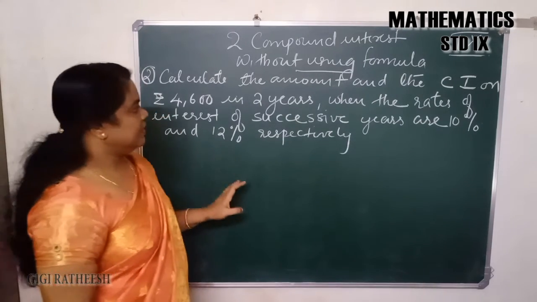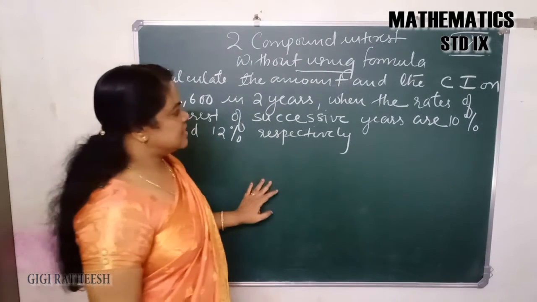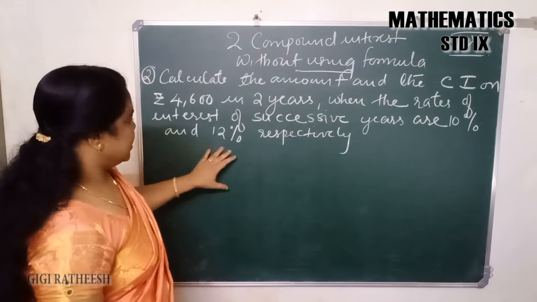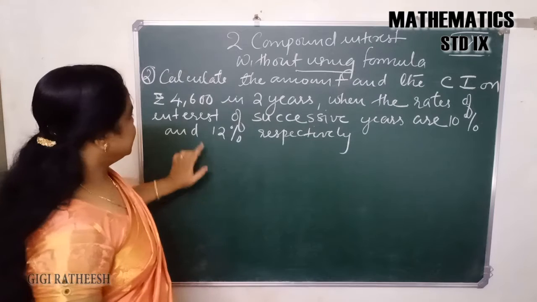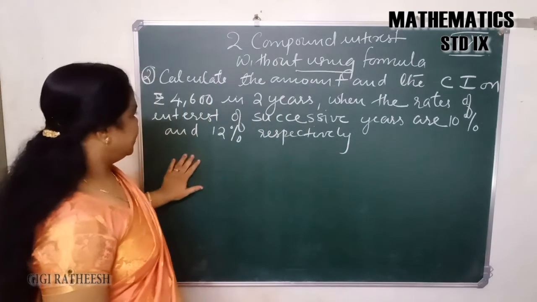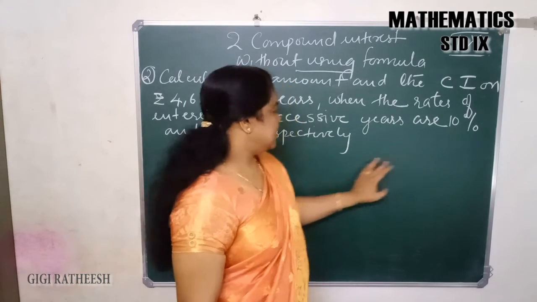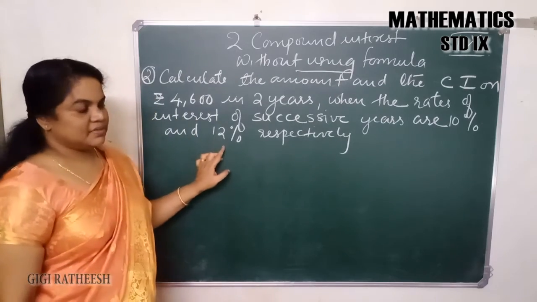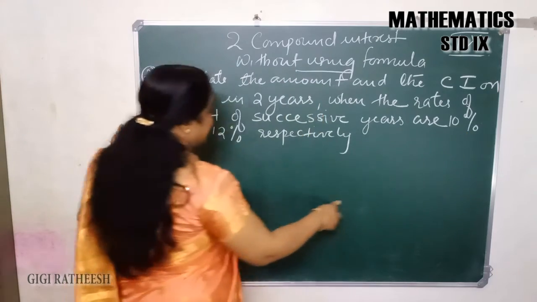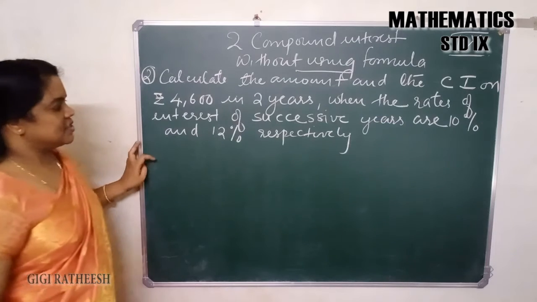The second question: calculate the amount and the compound interest on rupees 4600 in 2 years when the rates of interest of successive years are 10% and 12% respectively. Here, the principal is 4600 and the time period is 2 years, and the rate of interest is varying in the two successive years. In the first year it is 10%, and for the second year it is 12%.